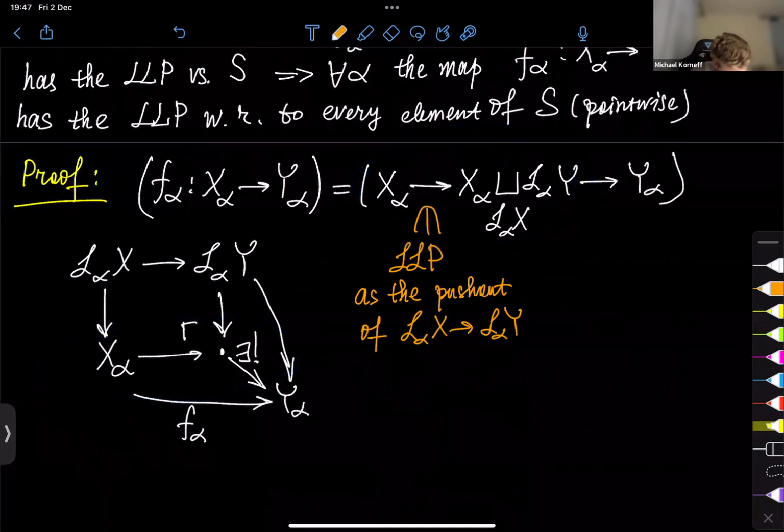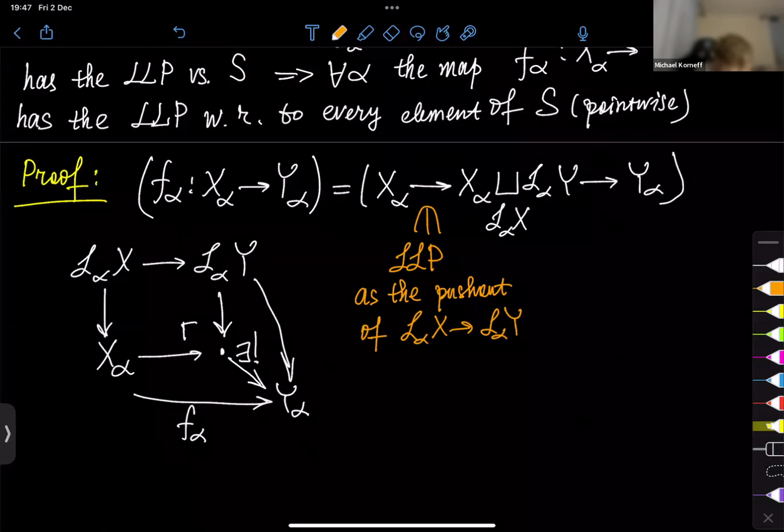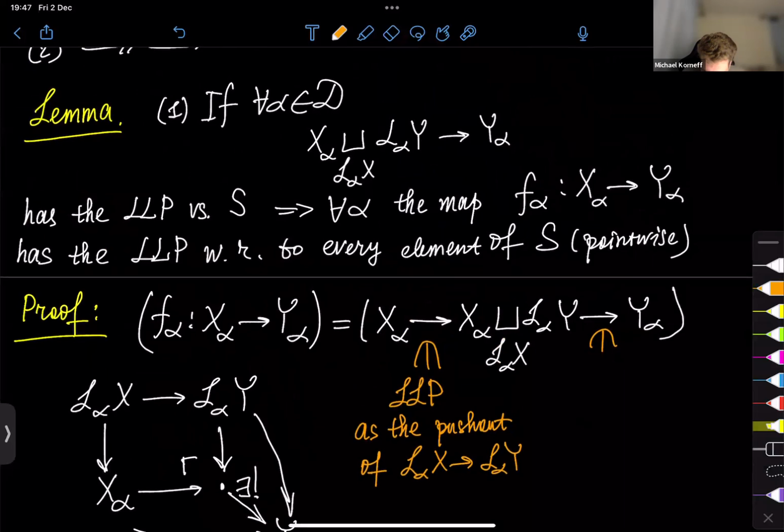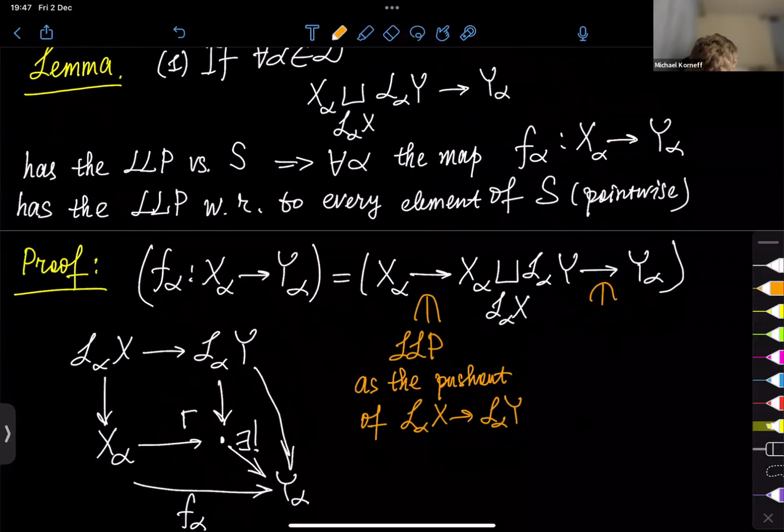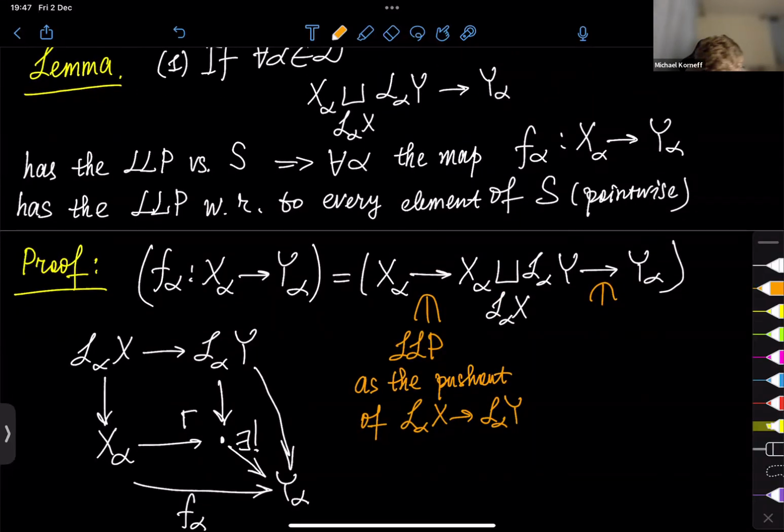Okay, and this is from conditions of this lemma. And we use the fact that the composition of maps which have the left lifting property is a map which has a left lifting property, and we're done.